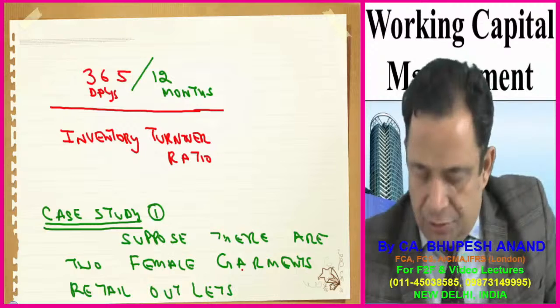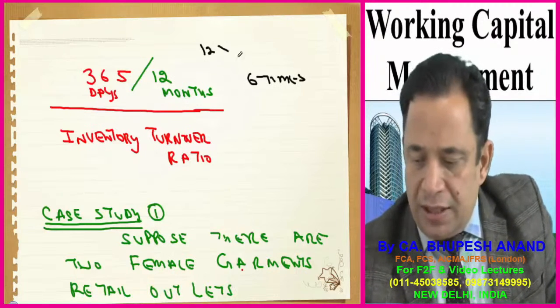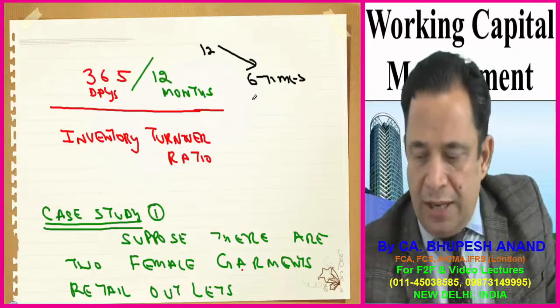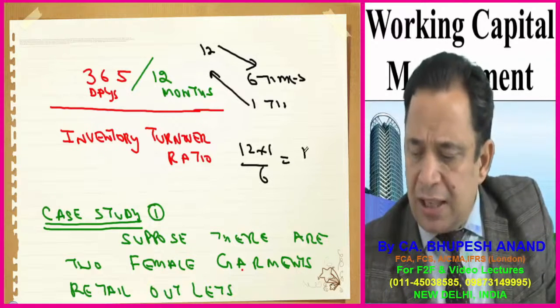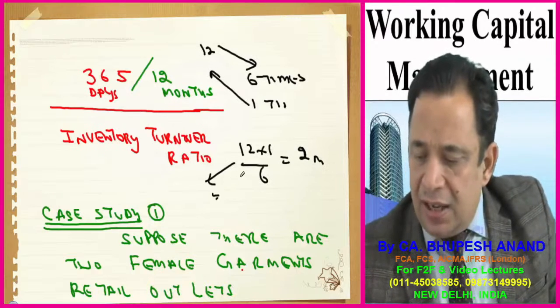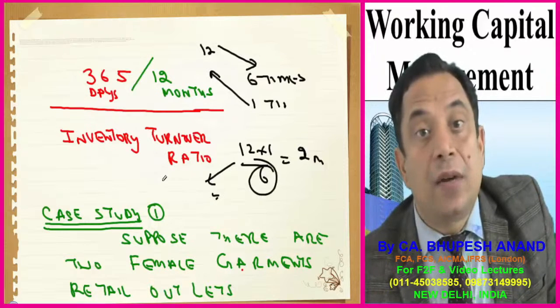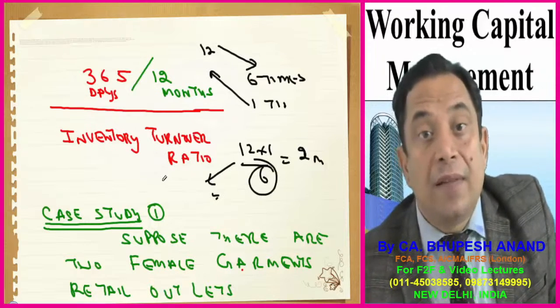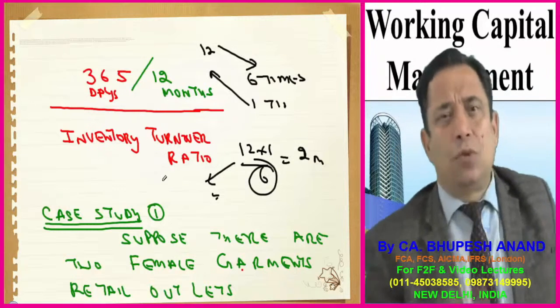Now, the point is, for example, 6 times for firm A. In 12 months, it is 6 times. So for 1 time, 1 cycle, 12 into 1 upon 6, that comes to 2 months. Or I can learn the formula. The 6 is nothing but inventory turnover ratio, 365 upon inventory turnover ratio, or 12 upon inventory turnover ratio. But there is no need to learn or cram it. I have told you the formula. I have told you the logic.